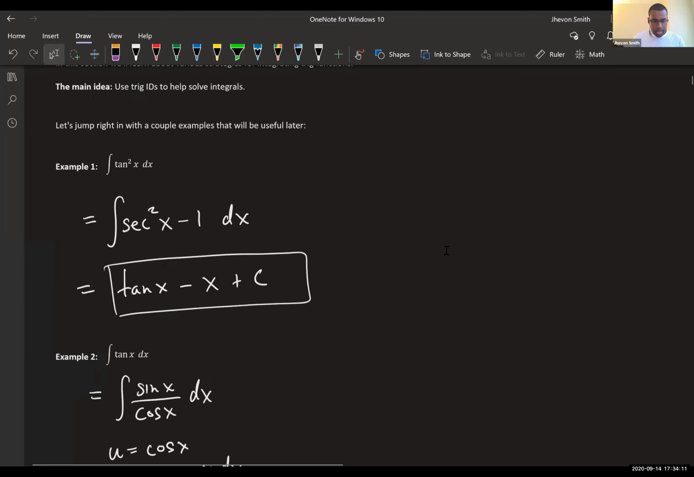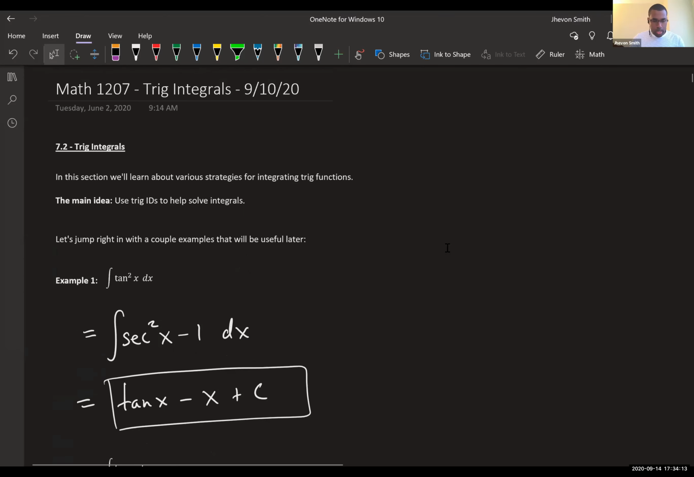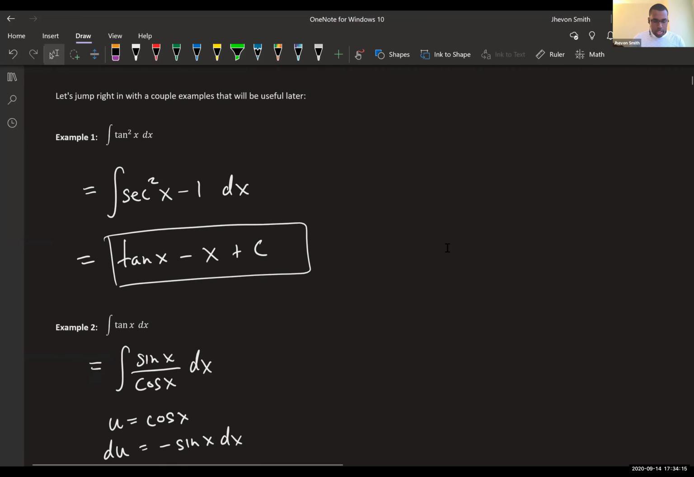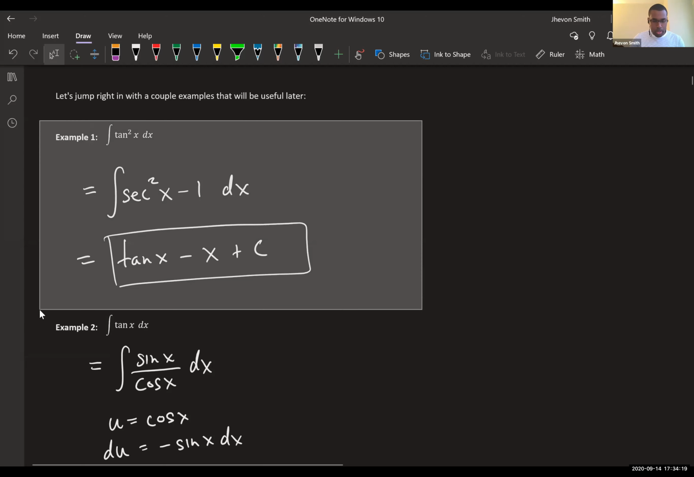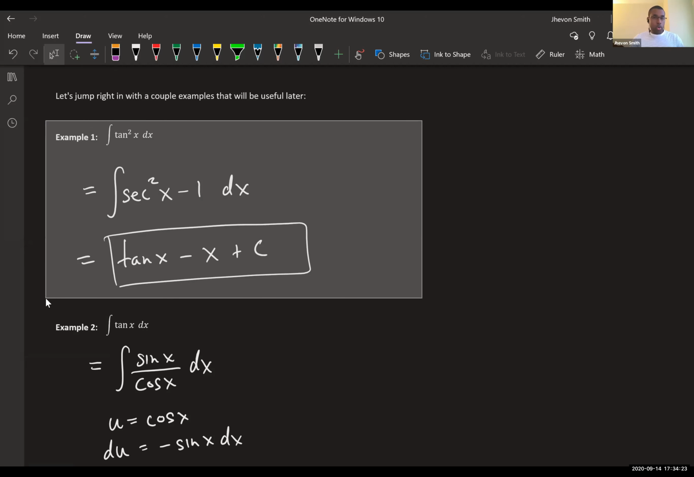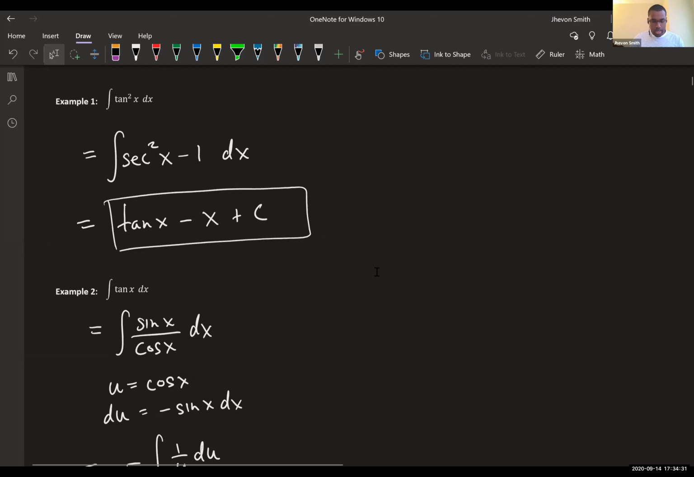So, okay, here we're in 7.2. The idea is to use trig identities to compute integrals. And we did a few examples last time. We did the integral of tangent squared. And of course, we just used a trig identity here. Rewrite tangent squared as secant squared x minus 1. And then each of those individually were easy to integrate.